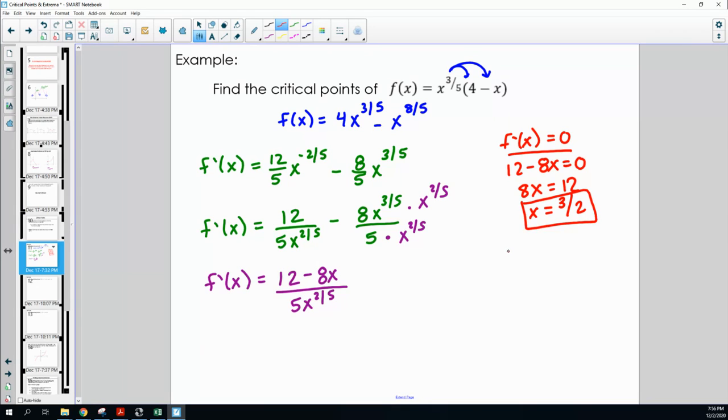And then I also have to see when f prime of x does not exist. So f prime of x doesn't exist, in this case, wherever the denominator equals 0 of this fraction. So when 5x to the 2/5 is equal to 0, so that would be when x is equal to 0. Okay, so I have two critical points, 3 halves and 0.